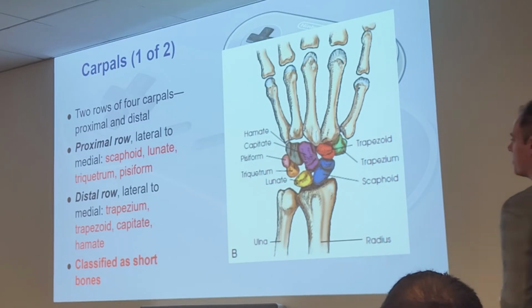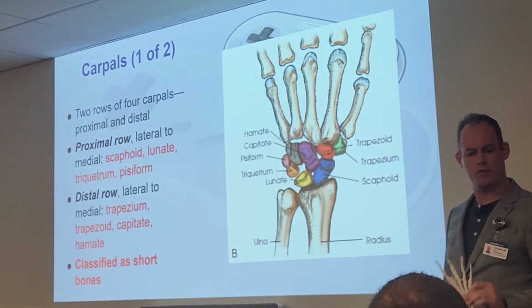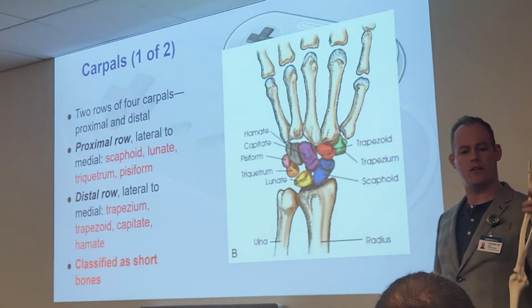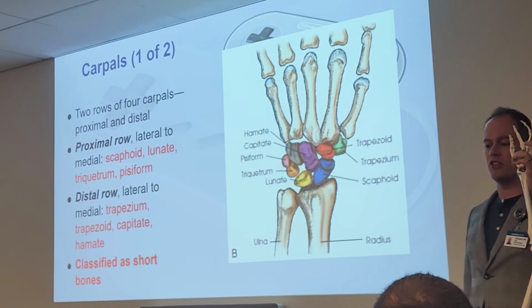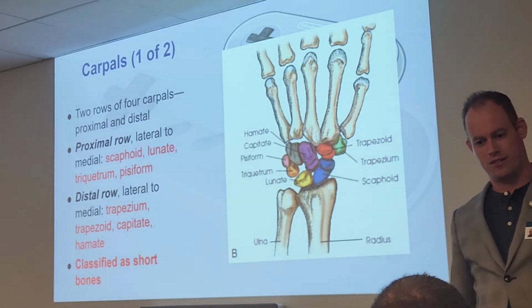What kind of joint is that? Which one? The trapezoid? The trapezoid's not a joint. It's not right here. The trapezium, which is right here at the thumb, that's where that saddle joint goes. Just talked about.